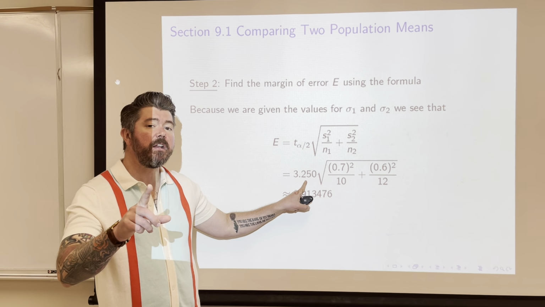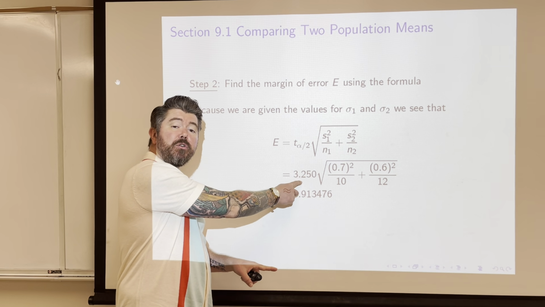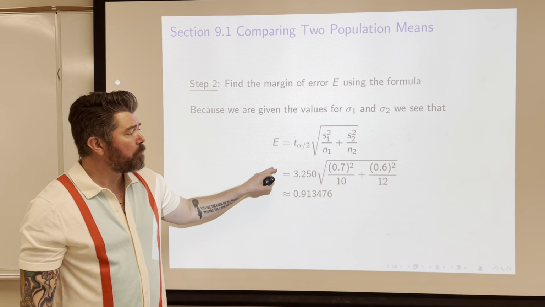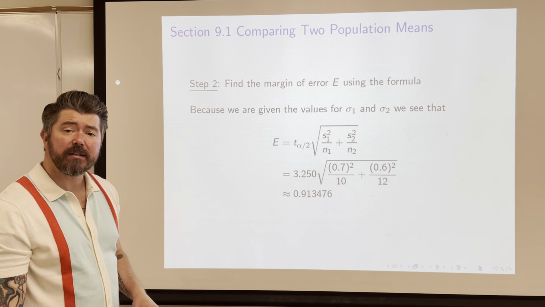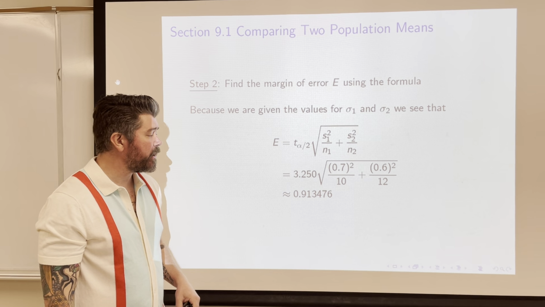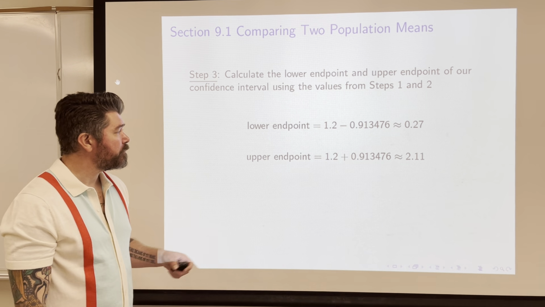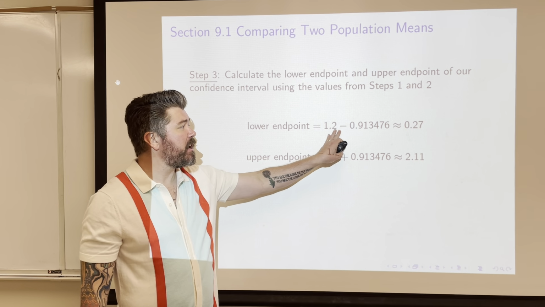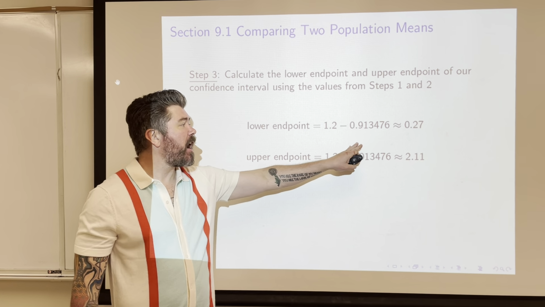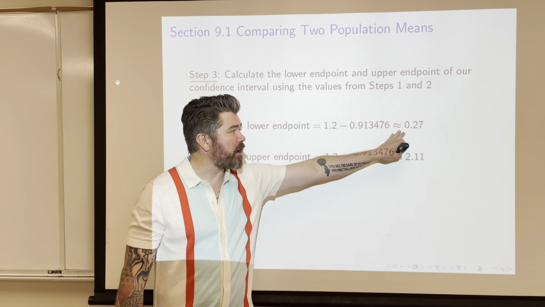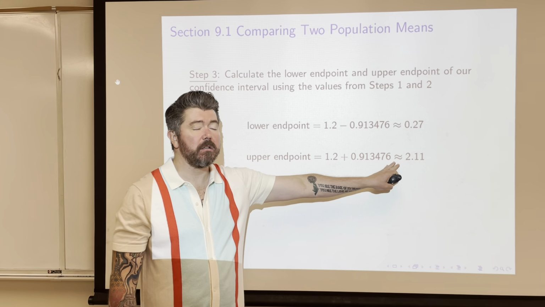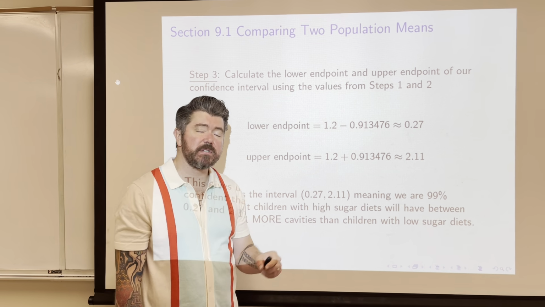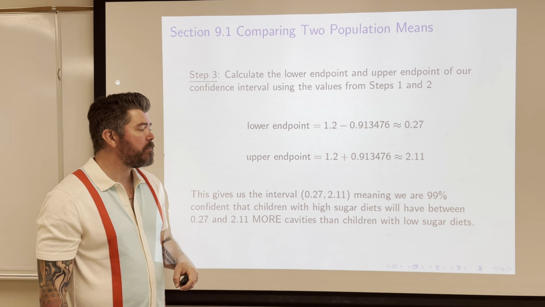So pause the video and make sure that you get this value. Again, a very important part of this problem. Plugging this into your calculator, we get an error of 0.913476. Finally, piecing it together, we take our value in step 1 and our value in step 2. To find our lower endpoint, we subtract. To find our upper endpoint, we add. So this gives us the interval 0.27 to 2.11.